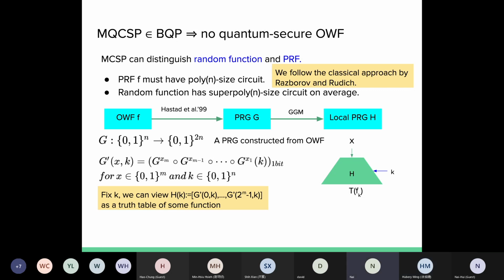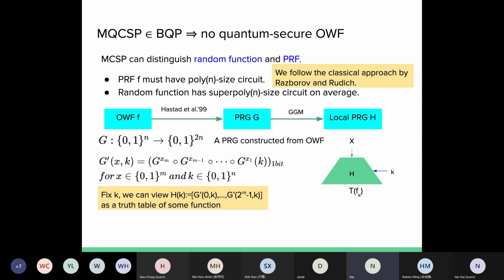Sorry, this is because I shouldn't put the whole GGM construction here, since there are many notations that may confuse you. The main idea is actually very simple. If you have a one-way function, then you can construct a pseudo-random generator, PRG. And then you just view the output of a PRG as the truth table of some Boolean function.